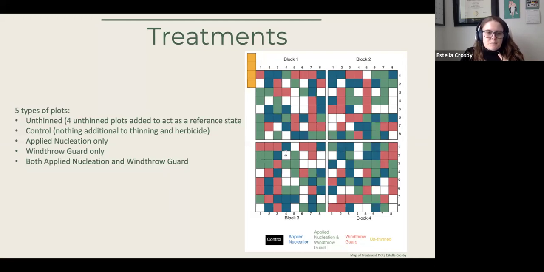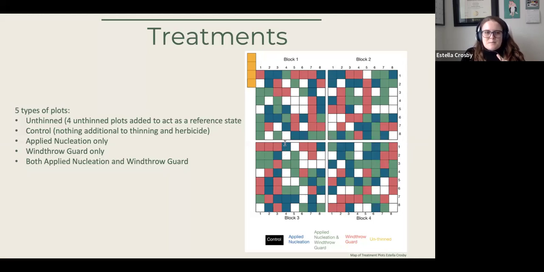So there's a total of 5 different types of plots in this experiment. The first is the unthinned plot type, which I added. This area received no restoration treatment, no thinning, and no herbicide. It's the pine plantation as it was before we got in there to restore it, and these plots act as a reference state for statistical comparison.